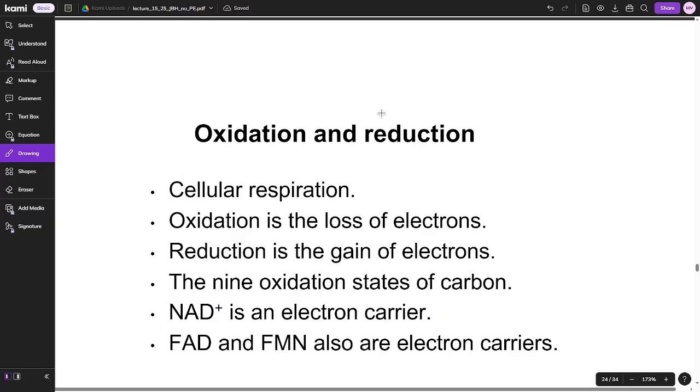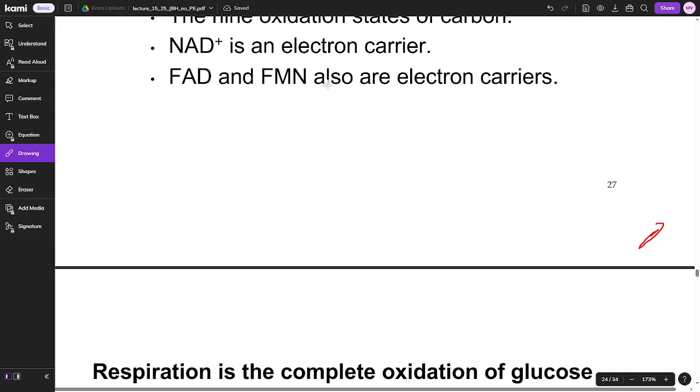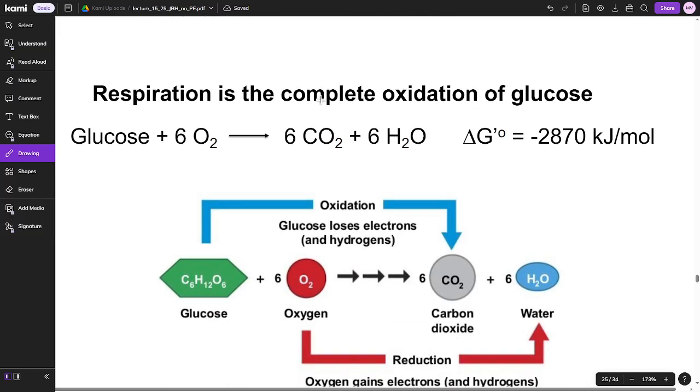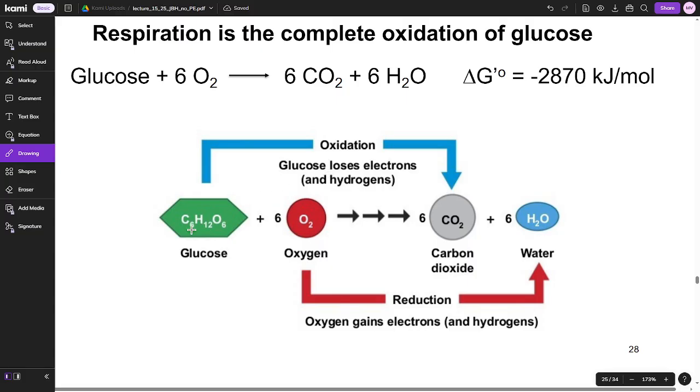So if we look at oxidation reduction, this one should be hopefully relatively simple. The simple way of talking about this is that the more carbon-oxygen bonds there are, the more oxidized it is. And the more carbon-hydrogen bonds there are, or just bonds to hydrogen in general, that's reduction.